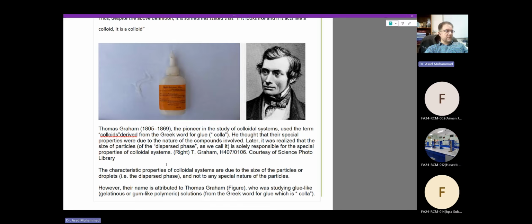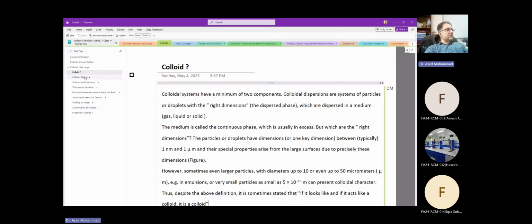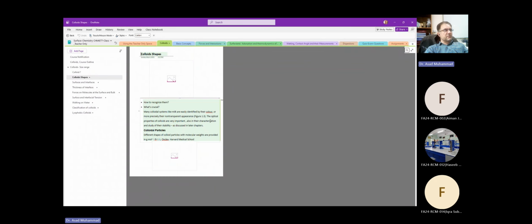So it happened earlier, when people were not aware of these things, that if the particle size is reduced, then you are going to get a certain type of properties out of that. So if the property is there, that material was termed as colloid or colloidal material. Okay. So I hope that you understand this. So let's move forward. We have different shapes for colloids.